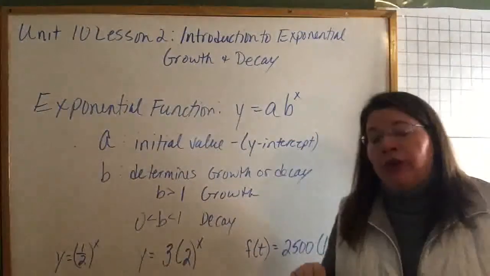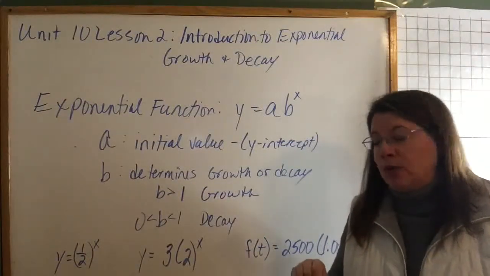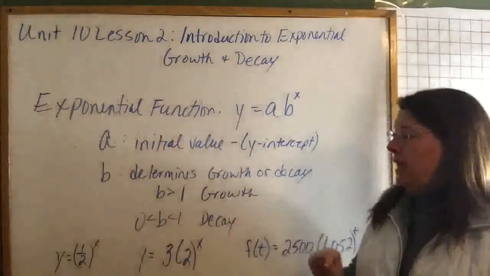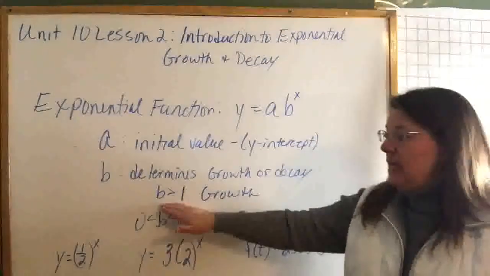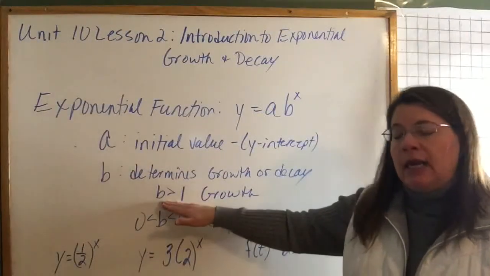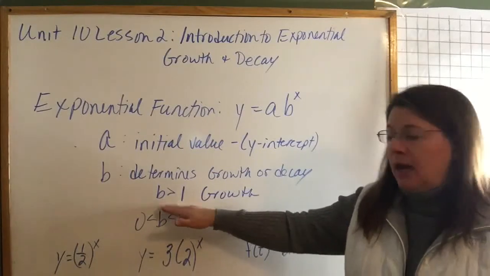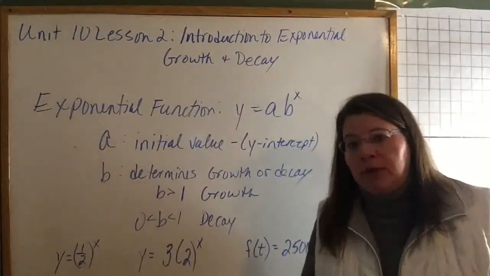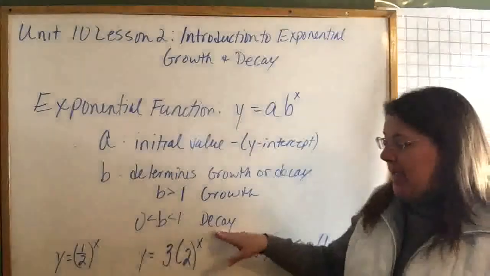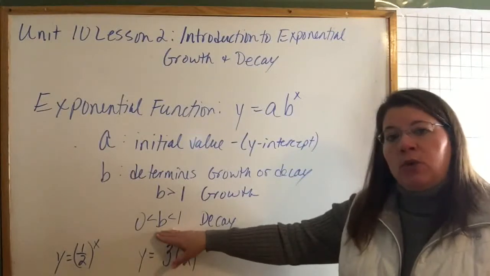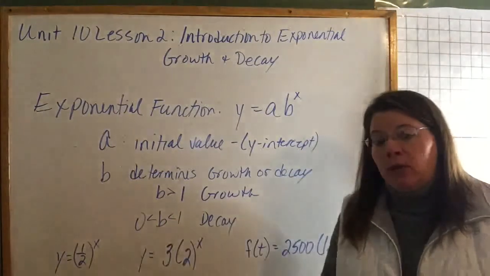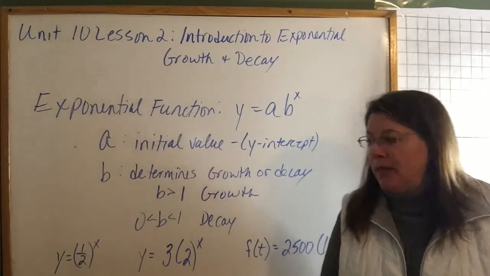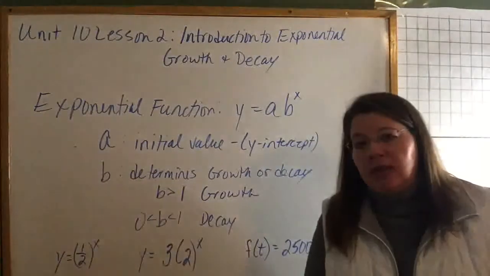B is going to be the rate of change or the rate of growth or decay. So B determines whether it's a growth or a decay problem. It will be a growth problem if B is greater than 1. Now usually it's 1 point something. It can be bigger than that, but most of the time you're not going to have a growth that's too much bigger than 1. For a decay problem, B is between 0 and 1. It's a decay problem when the population is decreasing over time. It will be a growth problem when your population is increasing over time.